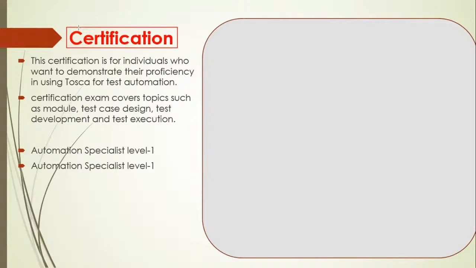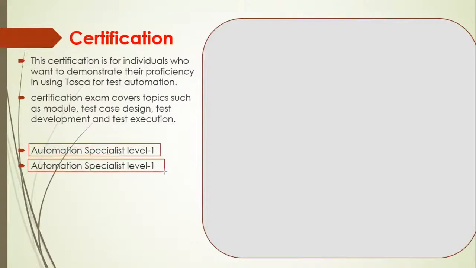Ma'am, could you please tell me the cost of both levels? I think you have retained the first level. Yeah, two levels are enough. So there are two levels: Automation Specialist level 1 and Automation Specialist level 2. And what is the cost? The certification fee.